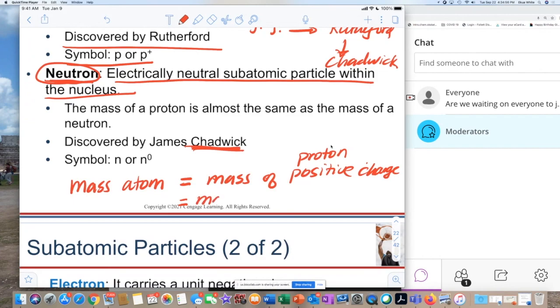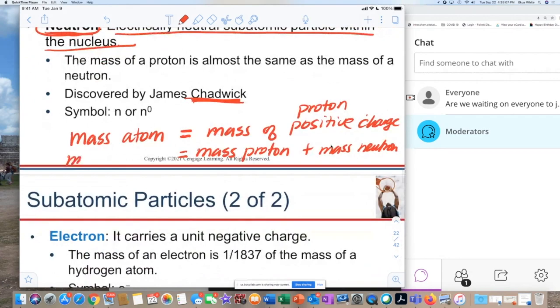Therefore, the mass of the atom is mass of proton plus mass of neutron. You cannot forget the neutron. So in the end, they conclude the mass of the atom is mass of proton plus mass of neutron. Remember, the neutron was discovered by James Chadwick. We see here the mass of proton is almost equal to the mass of the neutron.